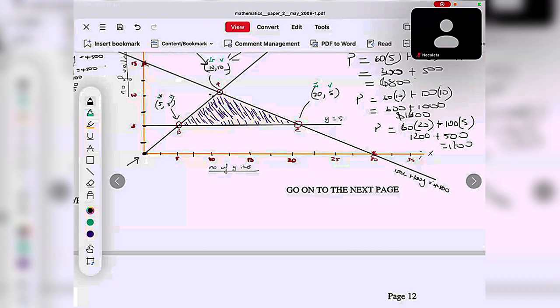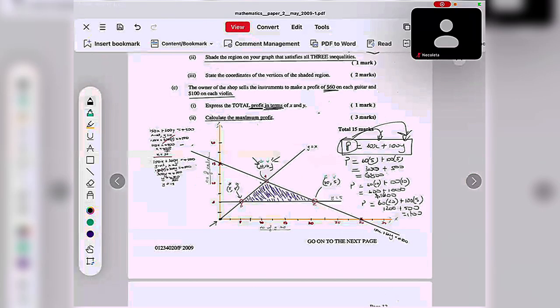All right, so therefore, what is our conclusion? They said we must calculate the maximum profit. What's the maximum profit, guys? $1,700. And that is how you do a linear programming question. Feel free to watch over the recording for this section alone, and pay attention intently.